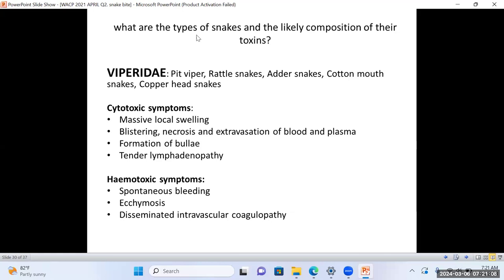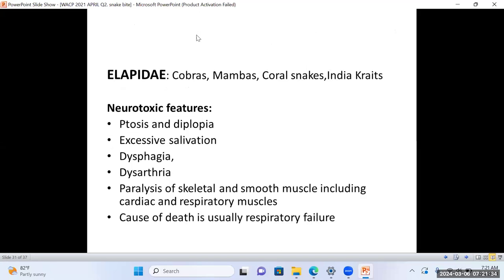What are the types of snakes and the composition of their toxins? We have the Viperidae. Examples are the pit viper, rattlesnakes, adder snakes, cottonmouth snakes, copperhead snakes. They have cytotoxins, and the cytotoxins come in various names, cytotoxin I. Although Viperidae is more hemotoxic, containing the hemorrhagin. So you have hemotoxin, cytotoxin. Then there are also some neurotoxin properties of the Viperidae.